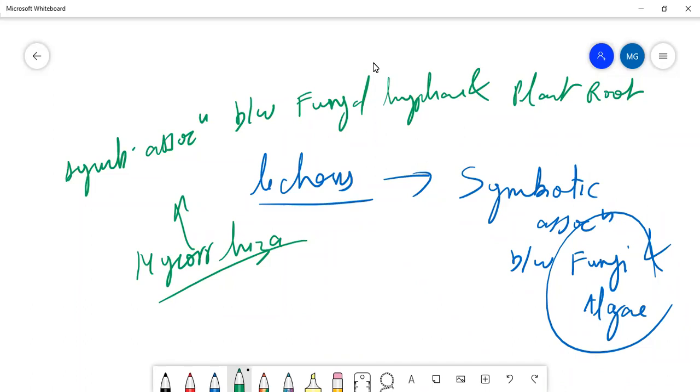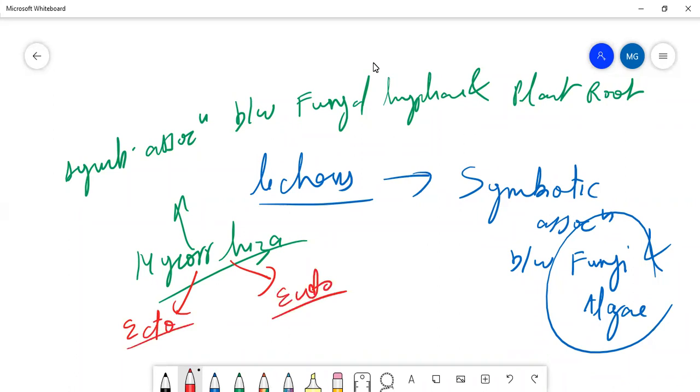We're about to finish. So this is what is a mycorrhiza. This is also a symbiotic association. Now you have to remember mycorrhiza. We know mycorrhiza can be of two types. Normally mycorrhiza can be of two types. We have ectomycorrhiza and we have endomycorrhiza.